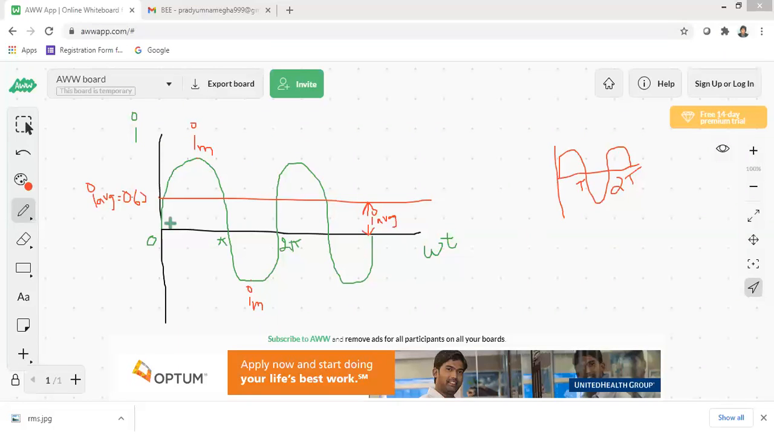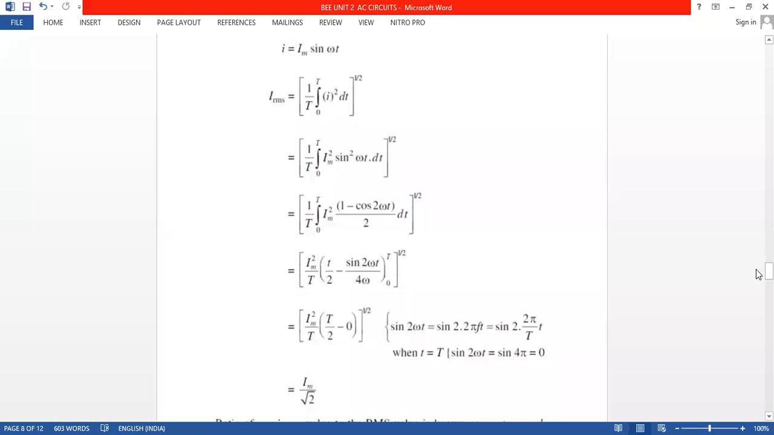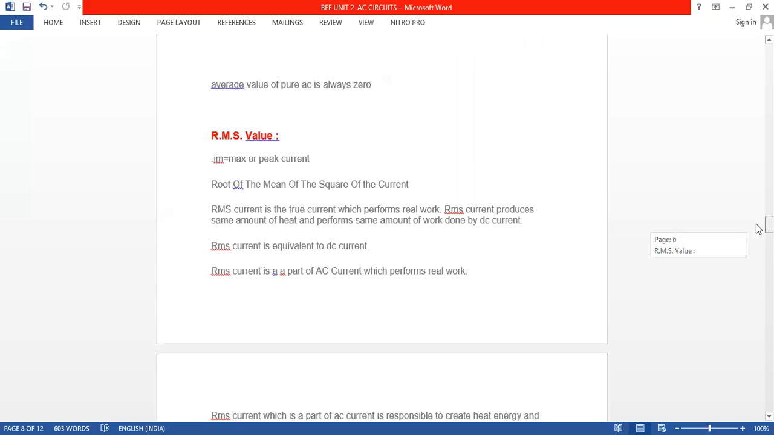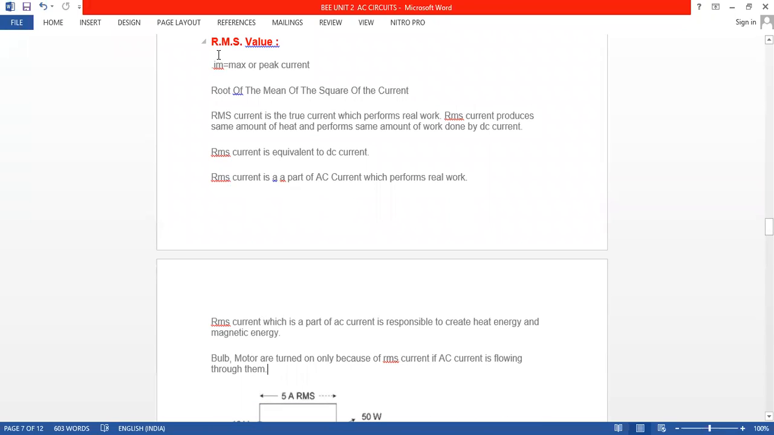So all of you have drawn this graph now. We'll come back to this particular graph. Now let us go for the definition of the RMS current. This derivation and this question from the second unit you are going to get compulsorily. So now, all of you, RMS value means RMS current is what we are supposed to represent.